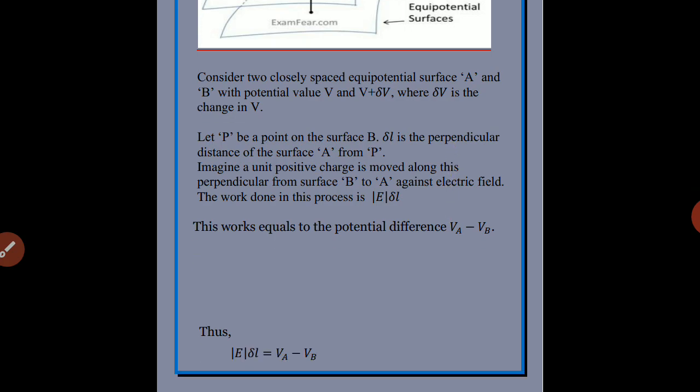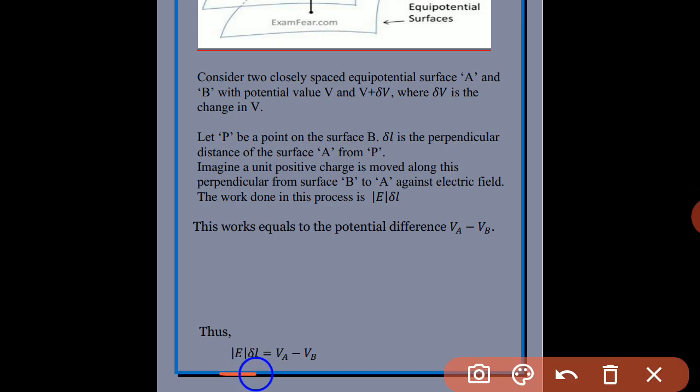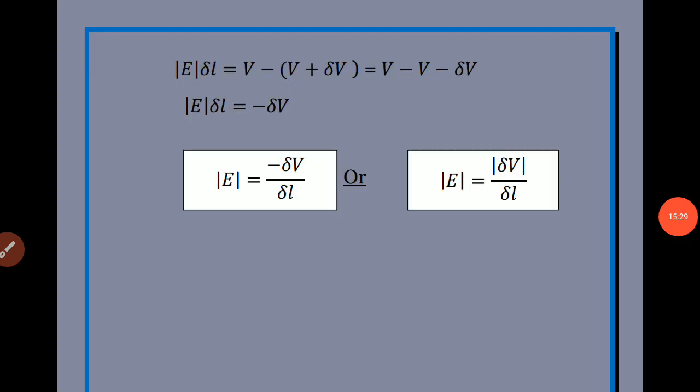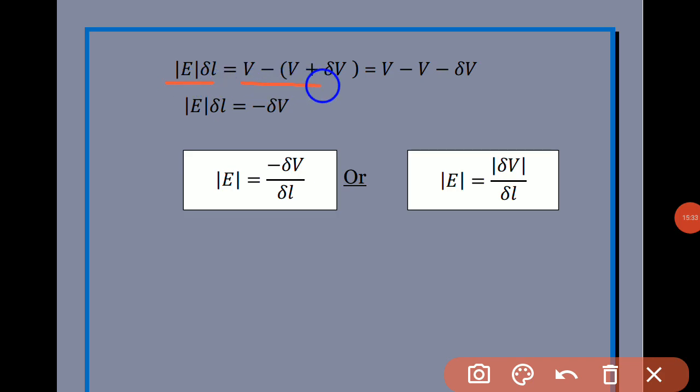So E delta L is the work done, and it is the potential difference. This much is understood, everybody, right? It is the work done in bringing a unit positive charge from surface B to A. Next, we'll see how this equation works. Now see, it is work done and it is potential difference.